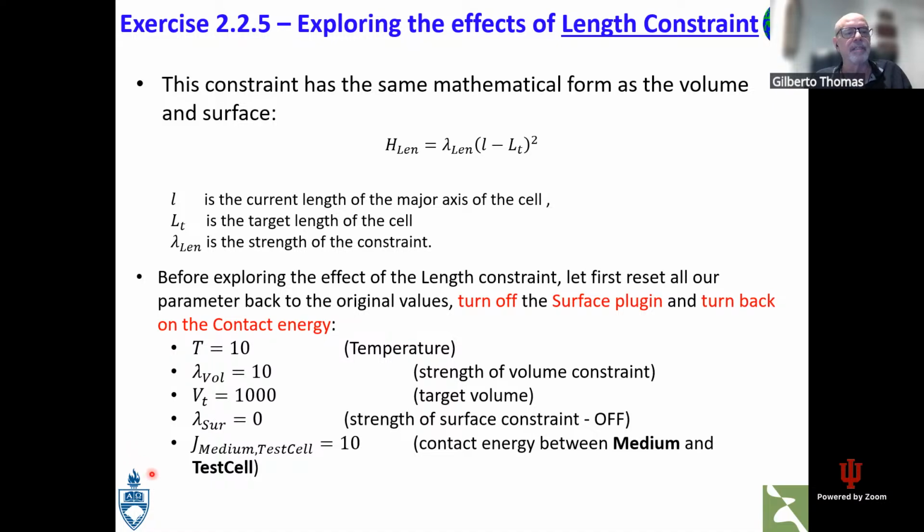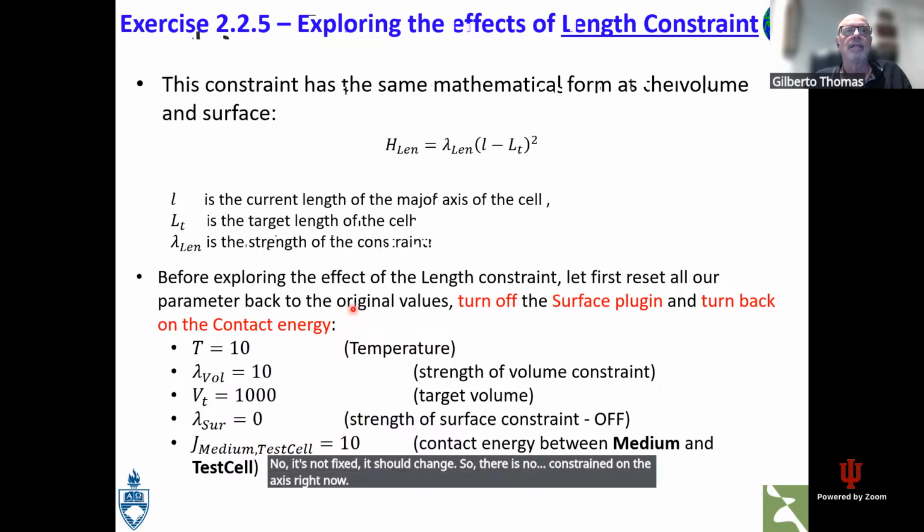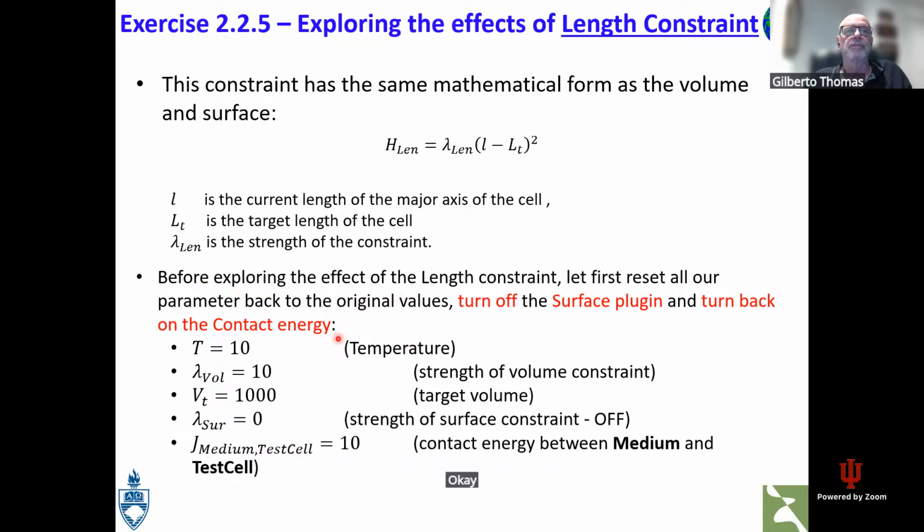Does the major axis of the cell change as it should? No, it's not fixed. It should change. There is no constraint on the axis right now. Okay, for the next one, let's put temperature 10, lambda volume 10, V target 10, and lambda surface back to 0. So let's turn off lambda surface again, and come back with the contact energy between medium and test cell to 10.